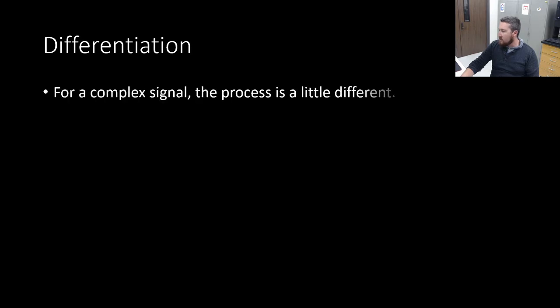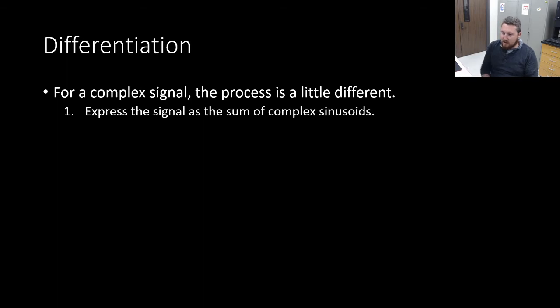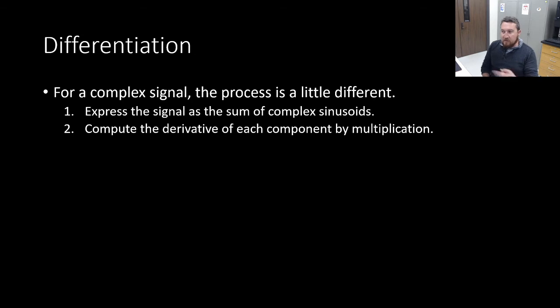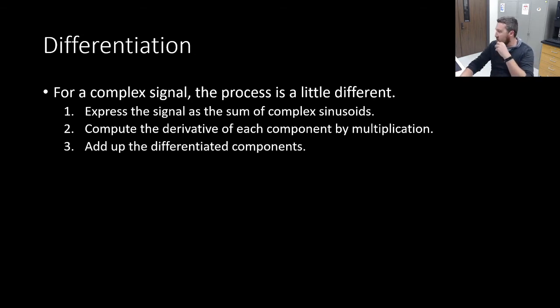So for a complex signal, the process of differentiation is a little bit different. What we want to do first is express the signal as the sum of complex sinusoids. So get its spectrum, do the decomposition. Compute the derivative of each component by multiplication, and then add up all the differentiated components to get our final signal there.